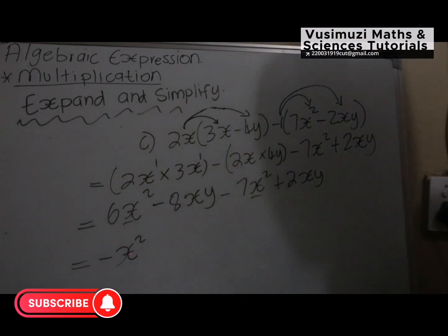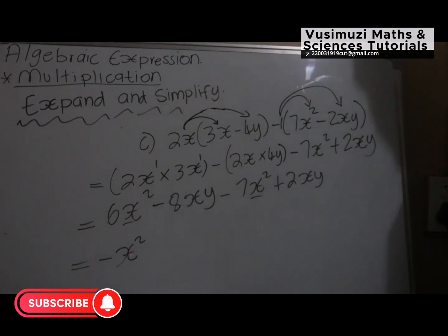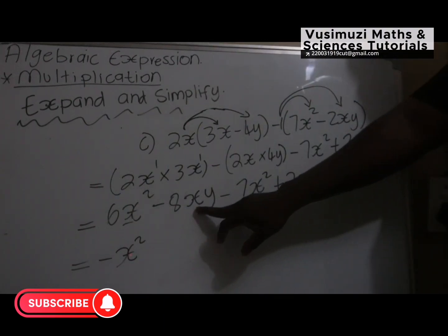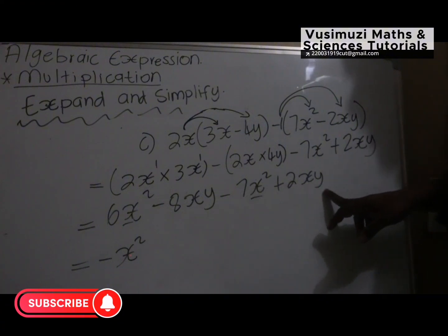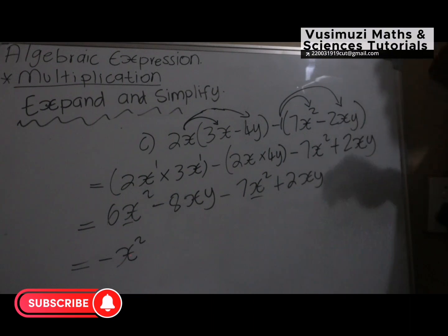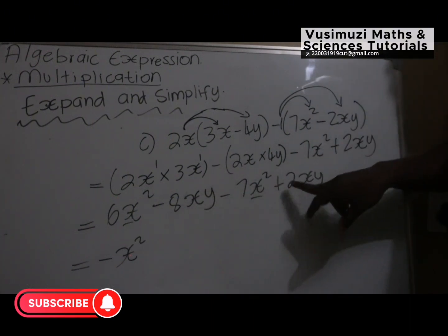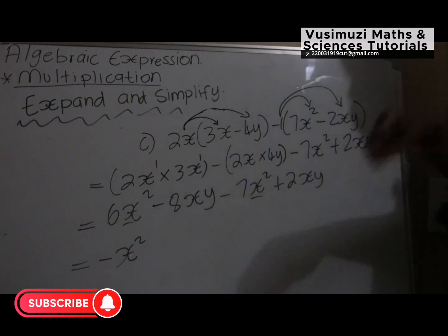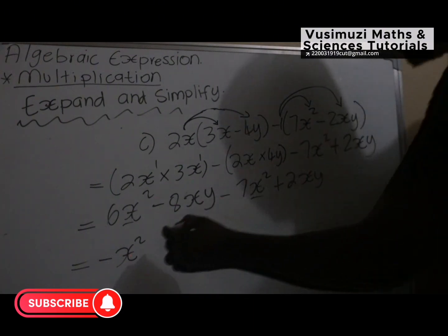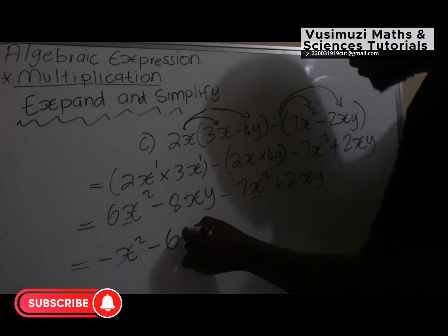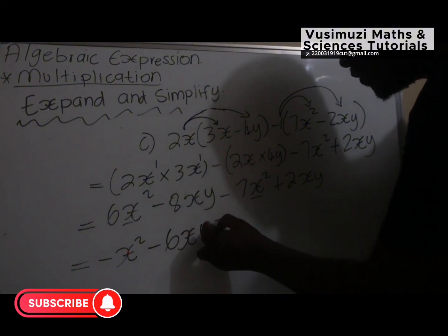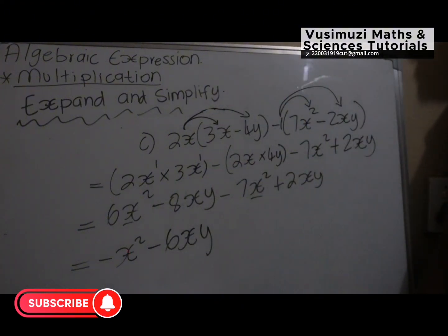Then xy and xy are like terms, therefore you add their coefficients: negative 8 plus 2, which is negative 6xy. Then you are done.